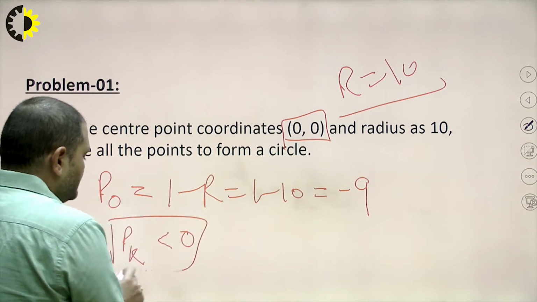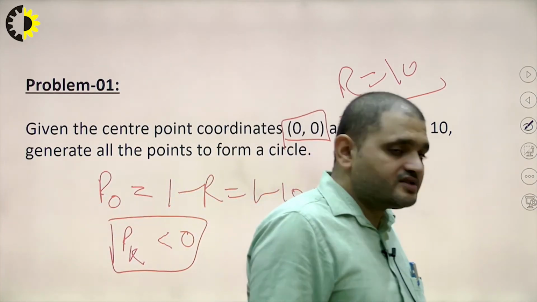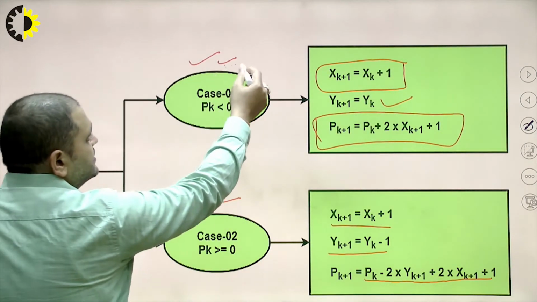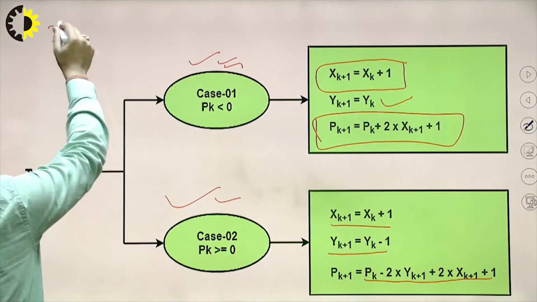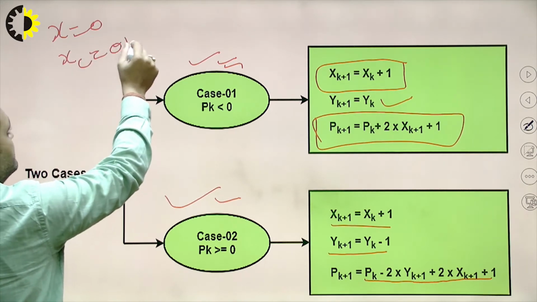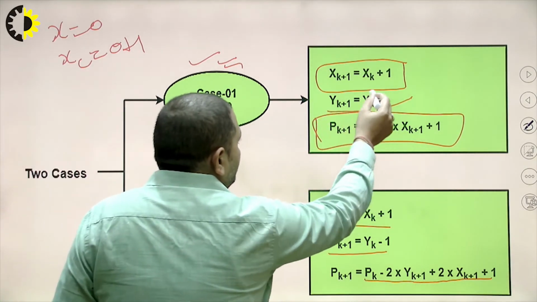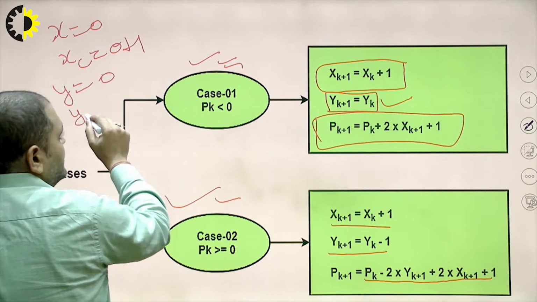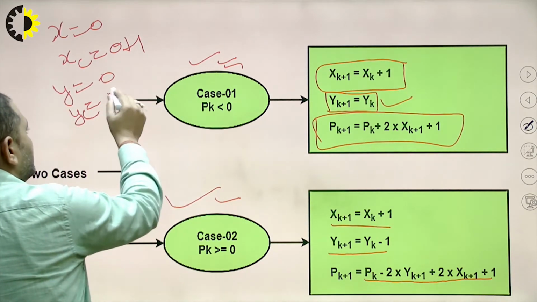So in this scenario, when pk is less than 0, we will increment 1 in x and y will remain the same. The initial x is 0, so the new value of x will be 0 plus 1. We will increment 1 in x. In case of y, it will remain the same. The y value is 0, there will be no increment, so the current value will remain 0.